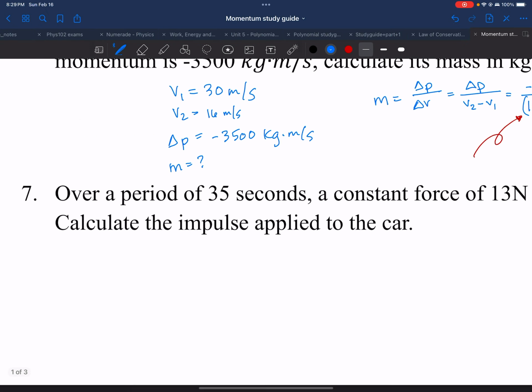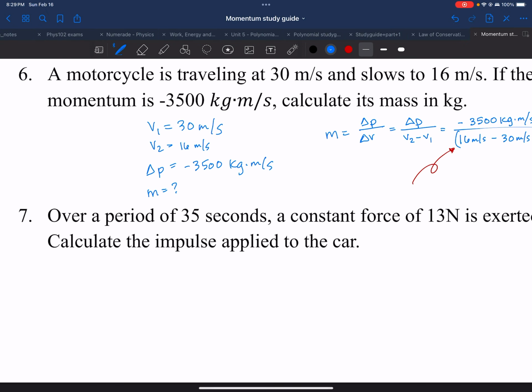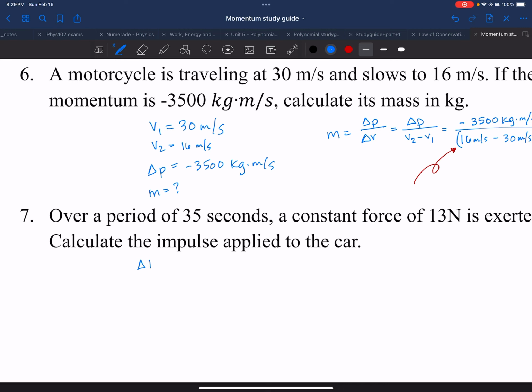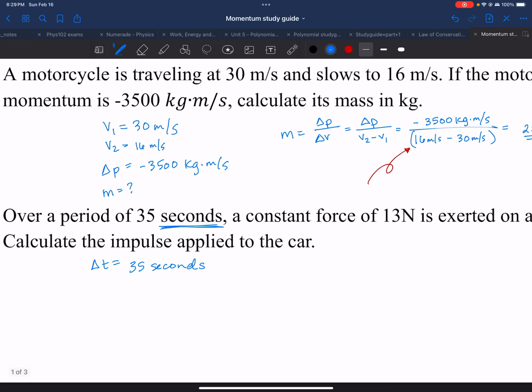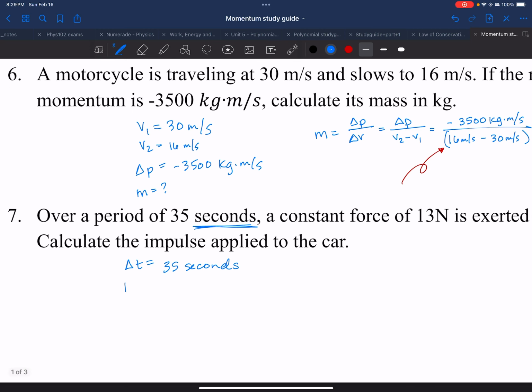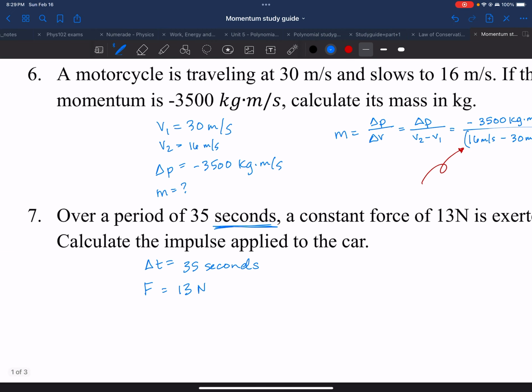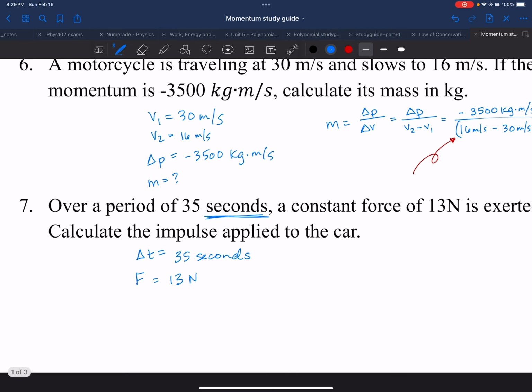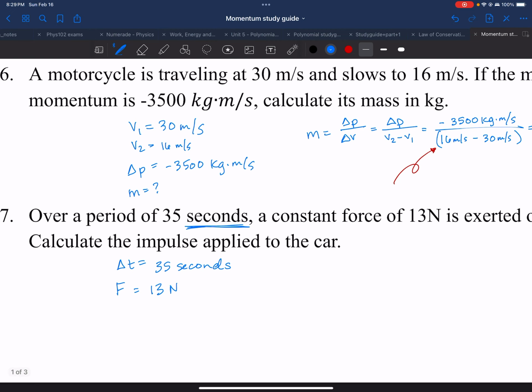All right, let's look at number 7. Over a period of 35 seconds, that's my change in time. Now, how do I know what all these things are? I'm looking for my units as my clues. A constant force of 13 newtons. We don't know if that's positive or negative yet. Is exerted on a moving car. Calculate the impulse applied to the car.